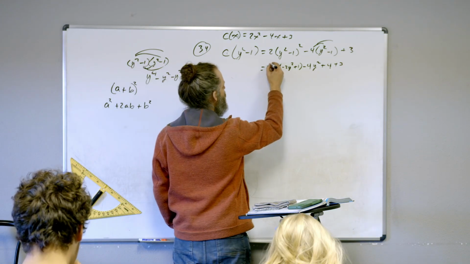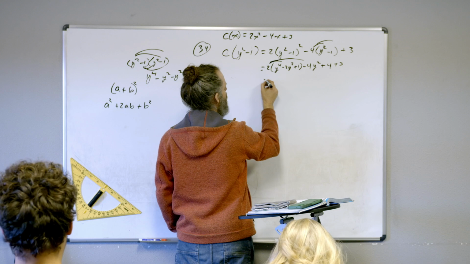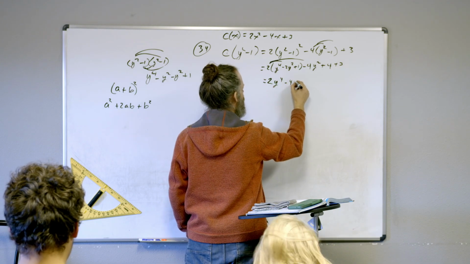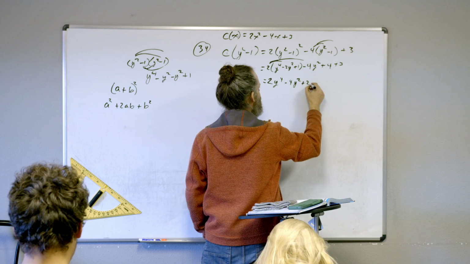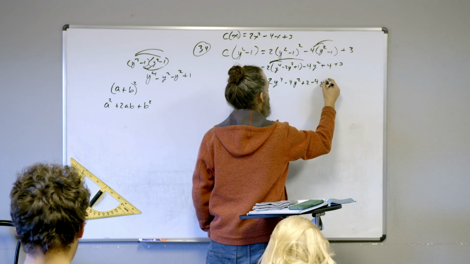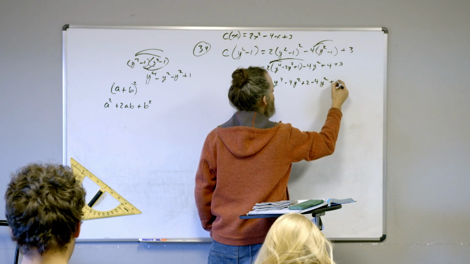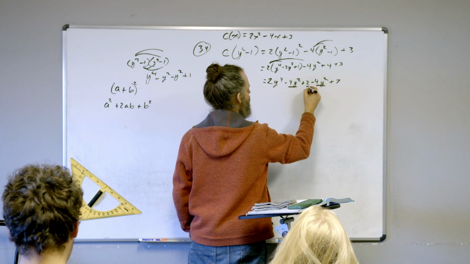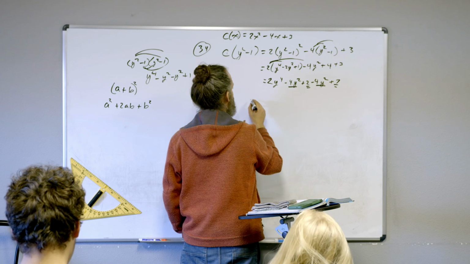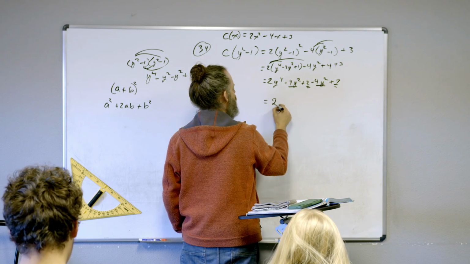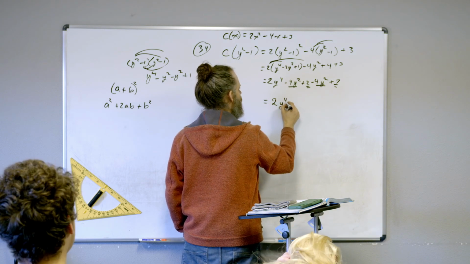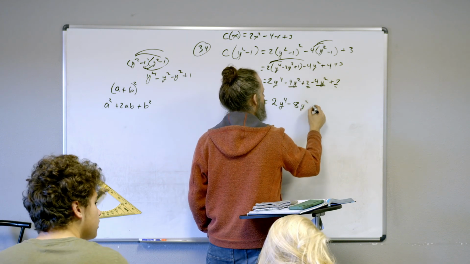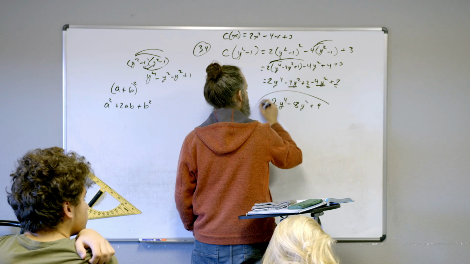So distribute the 2. We end up with 2y to the 4th minus 4y squared plus 2 minus 4y squared plus 7. Got some like terms. So our final answer is 2y to the 4th minus 8y squared plus 9.